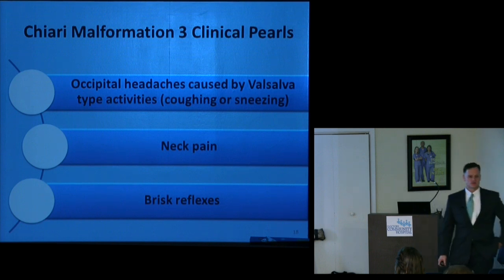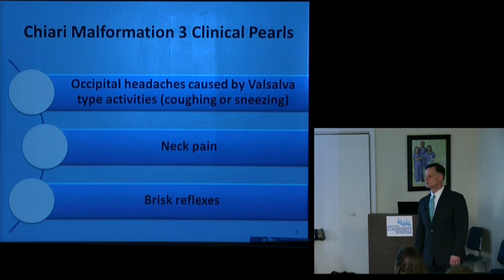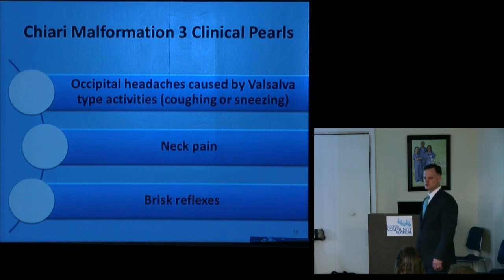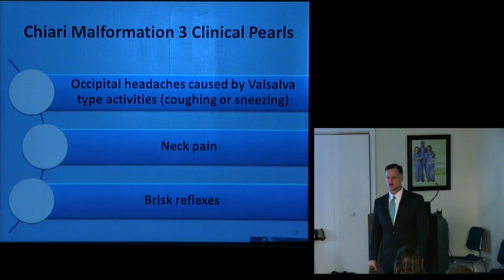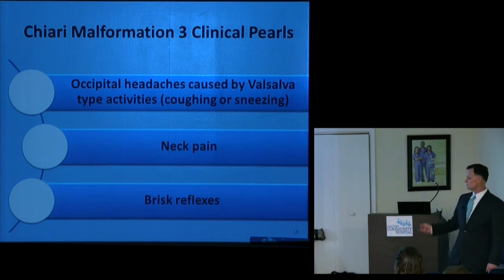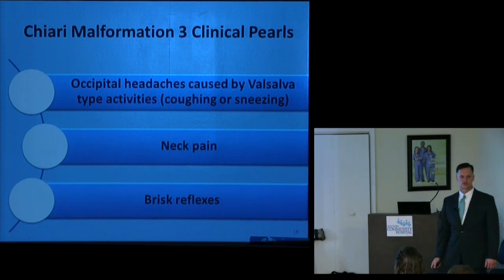When I'm in my physical therapy clinic, I look for 3 things when I have a patient that has been diagnosed with a Chiari malformation. They get significant occipital headaches, headaches in the back of the head, when they cough or sneeze, or they bear down on their bowels to have a bowel movement, or they're holding their breath and they're lifting something. They'll have neck pain, and they'll also have brisk reflexes.